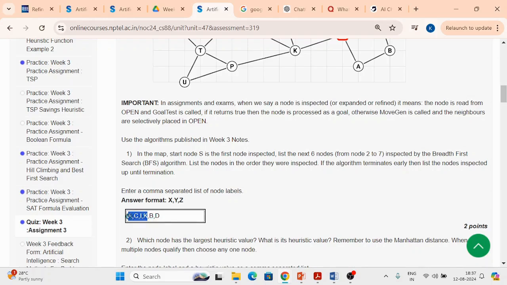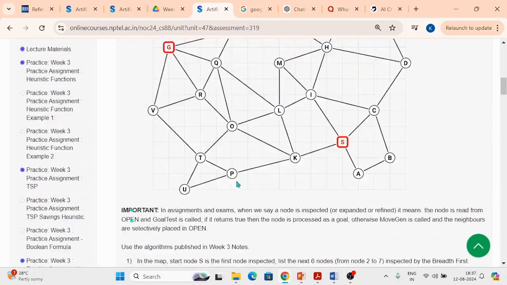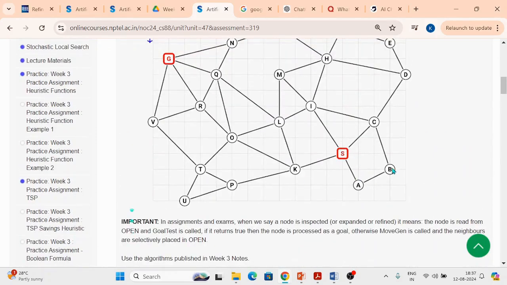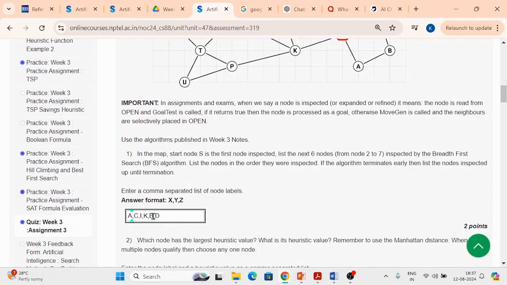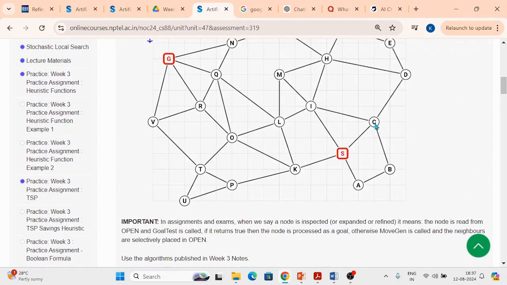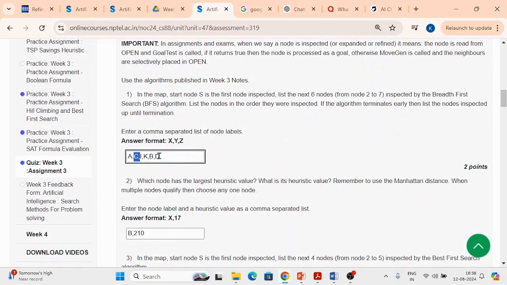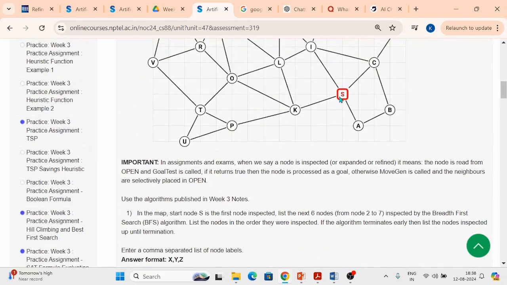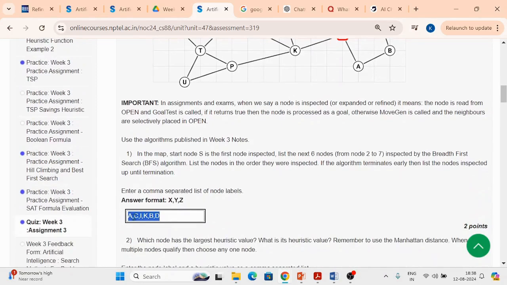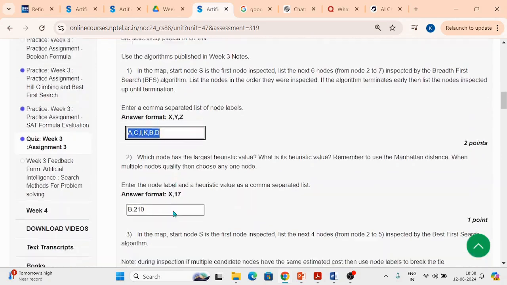Next, the first node in the open list is A among A, C, I, K. So we'll see what nodes are connected to A. The node connected to A is only B. So we list B. Then the next node is C. What nodes are connected to C? We have I and D. According to alphabetical order, we write D. I is already there, no need to write it again. So B, D. These are the first 6 nodes using the BFS algorithm. So first you write all the nodes connected to S, then take one by one from the open list, expand, and write according to alphabetical order.